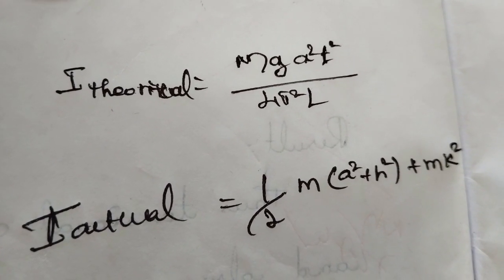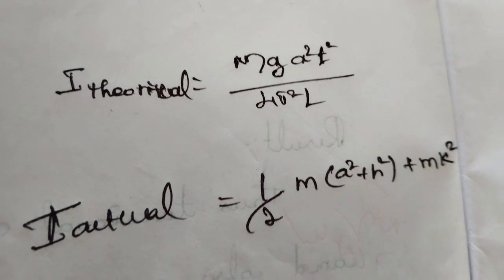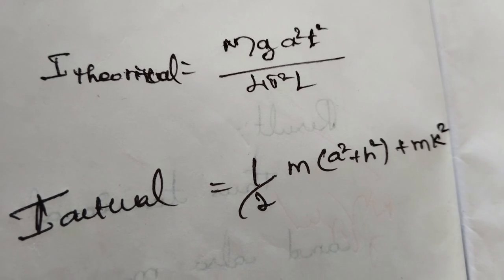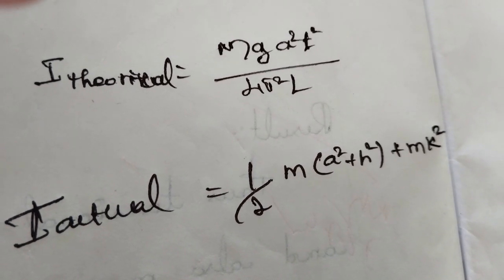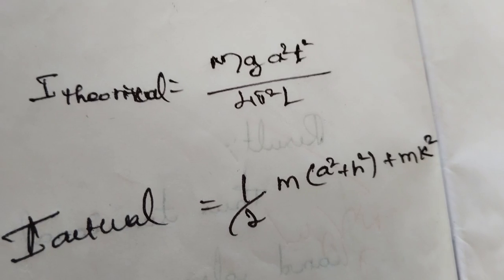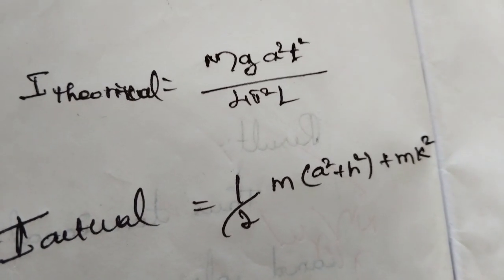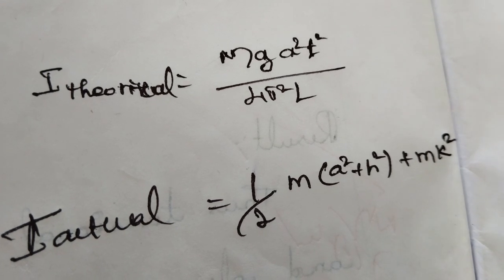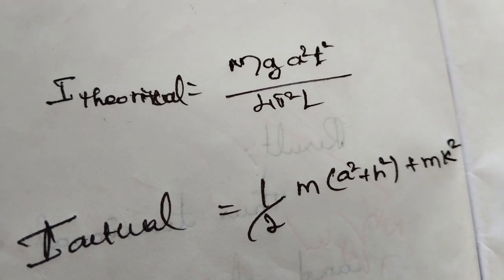Formula used for the experiment: I theoretical is equal to m g a square t square divided by 4 pi square L. I actual is equal to half into m (a square plus h square) plus m k square. So this formula we are going to use to calculate the actual and theoretical moment of inertia.